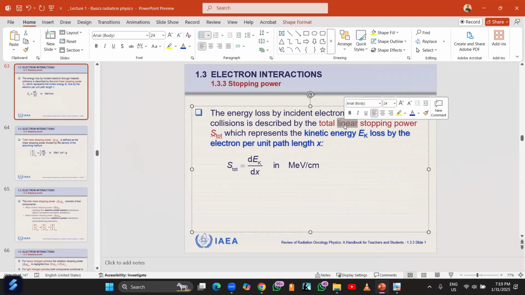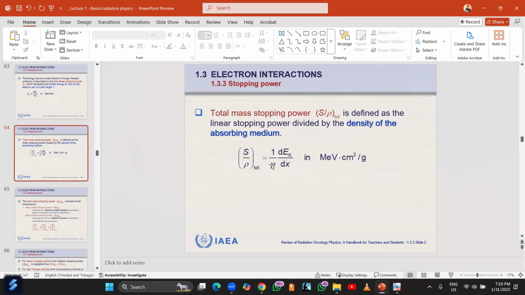Remember, this is a linear stopping power. With the density included, now it is the mass stopping power. You simply take the linear stopping power and you divide by the density, or times 1 over rho. Rho is the density here. So if you incorporate the units of density, which is grams per cubic centimeters, your units will be like this.